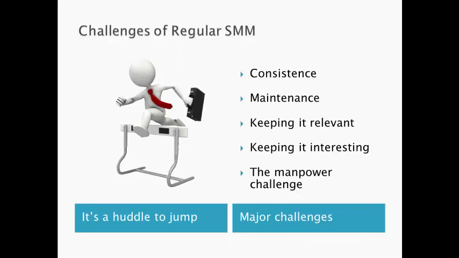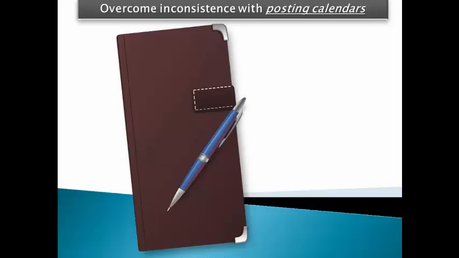The biggest challenge most people have is consistency. You can start, but how do you maintain it? So maintenance, consistency, keeping the information relevant, keeping it interesting, and having someone who can do that, the manpower challenge. So these are some of the major challenges of social media marketing. So how can you overcome them?